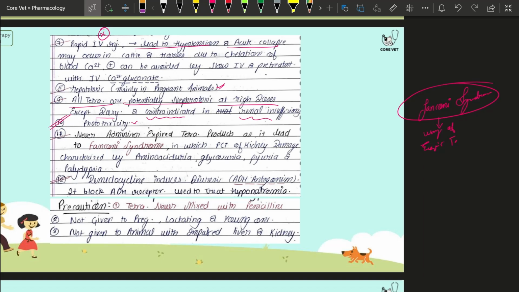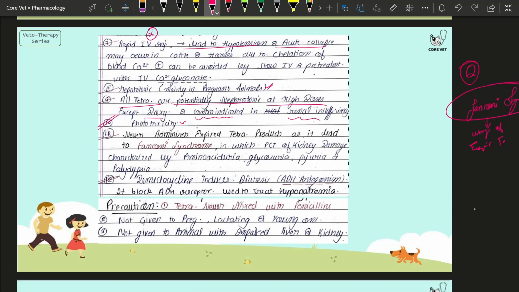So what will it lead to? It will lead to aminoaciduria. Means there would be amino acids in the urine, right? Glycosuria would be there, the glucose presence in the urine, right? Conditions like polyuria and polydipsia would be there, right? So that's why you should consider that if the tetracycline product in your clinic is expired, just throw it away, because it shouldn't be administered to the patient, because it may lead to Fanconi syndrome. It's quite a famous question too.